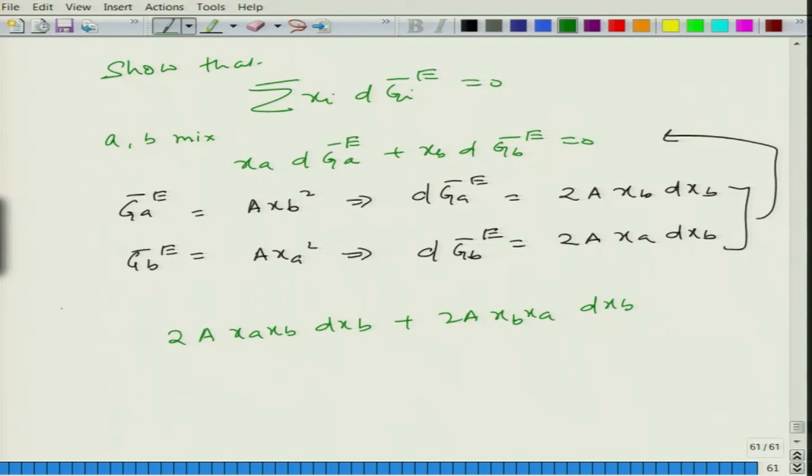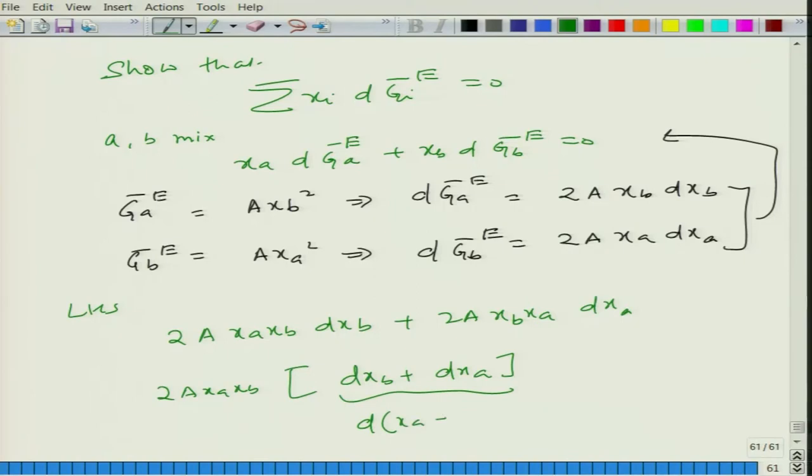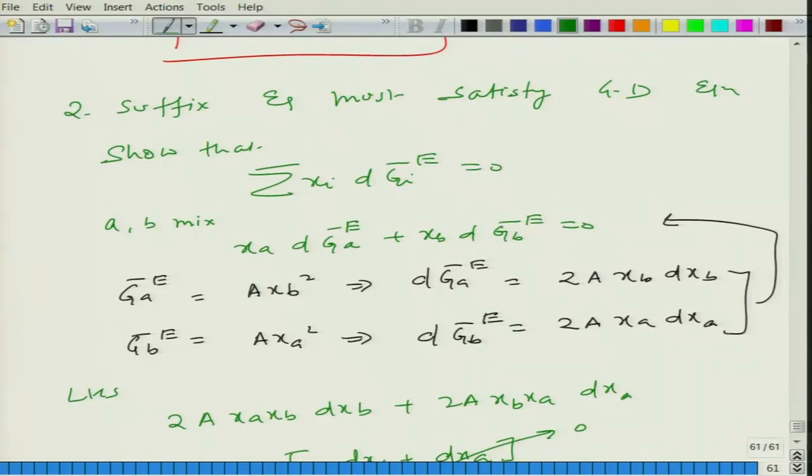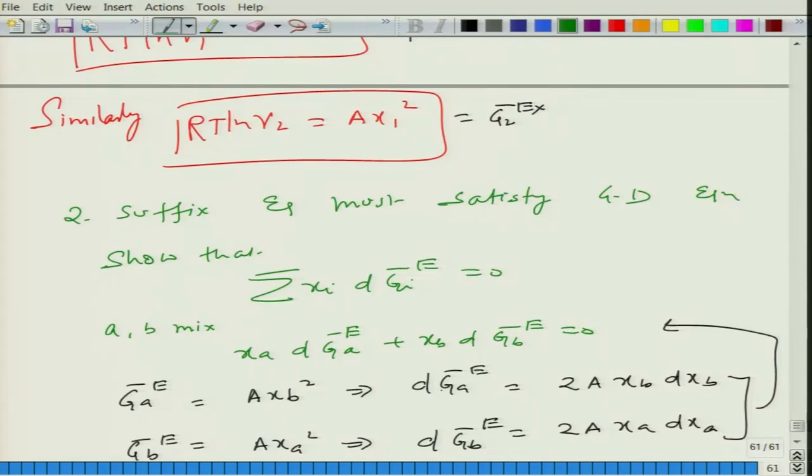So, let us just look at the left hand side. So, this is now 2 A xA xB is just a common factor, times (dxB plus dxA). Right. So, now this here is nothing but d of (xA plus xB), which is d of 1, and hence this must be equal to 0. That means the left hand side is equal to 0, which means that this two suffix equation leading to this expression of RT ln gamma 1 equal to A x2 square satisfies the Gibbs-Duhem relation.